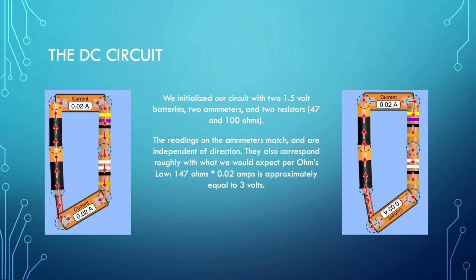So we can see here that we initialized our circuit with two 1.5 volt batteries, two ammeters, and two resistors at 47 and 100 ohms each. The readings on the ammeters match, independent of which direction it is; you have to look at it upside down to get that direction on the second picture. And they're also corresponding roughly with what we would expect per Ohm's law: 147 ohms, because the resistors are in series, times 0.02 amps is approximately equal to 3 volts, which is what we would expect per Ohm's law.